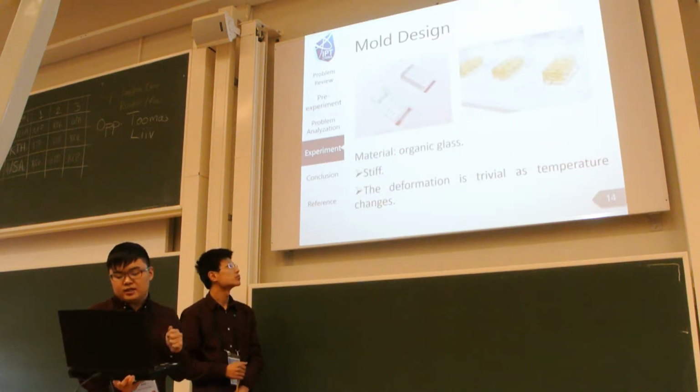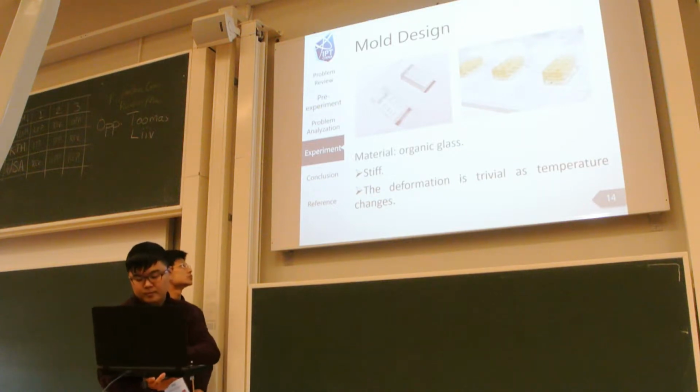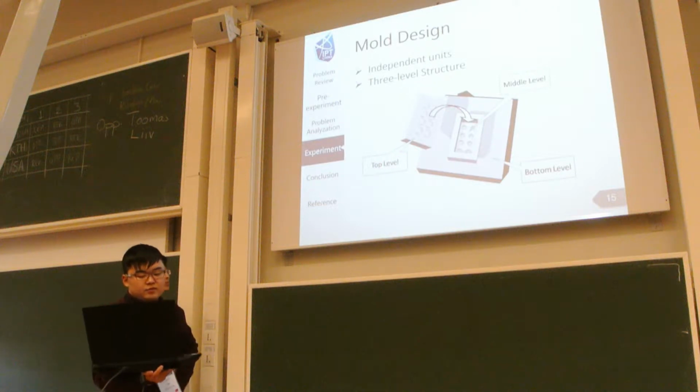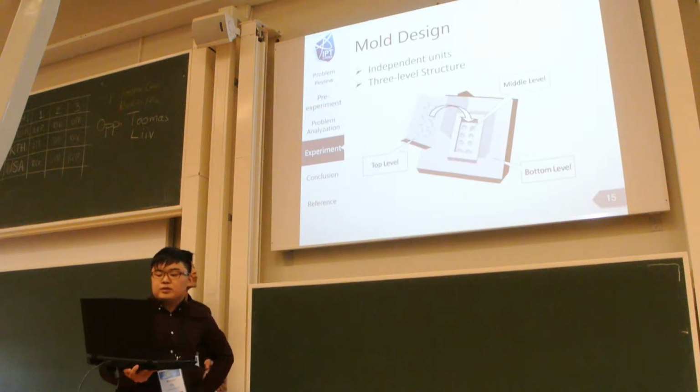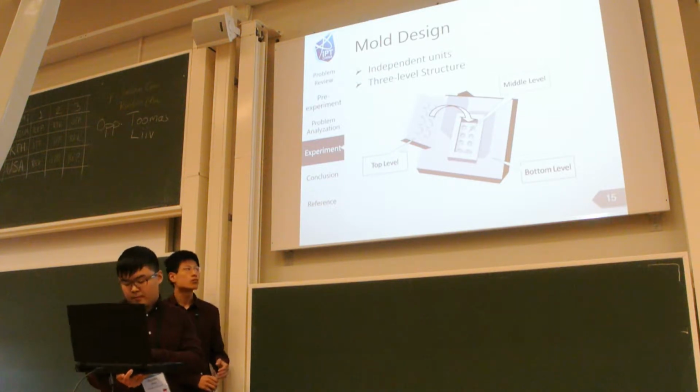We choose organic glass to make the mold because of 2 following advantages. This is the mold we designed. It contains 3 levels. Through this mold, we can produce gummy Lego bricks with exactly the same shape and weight.